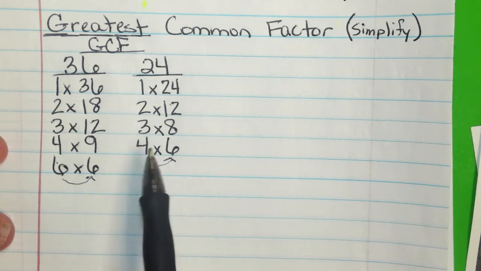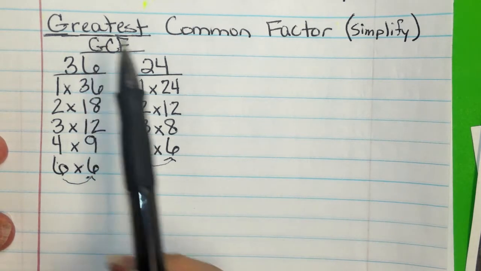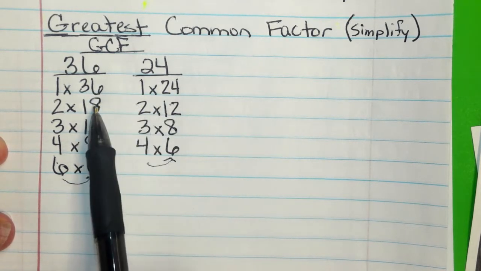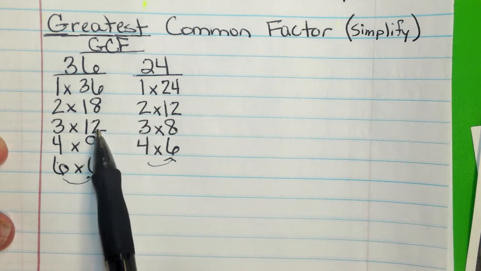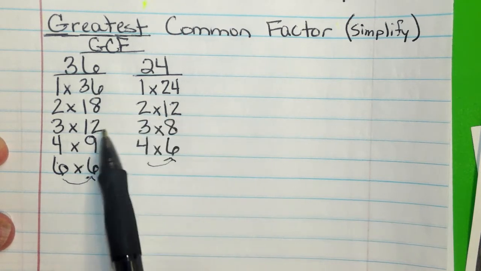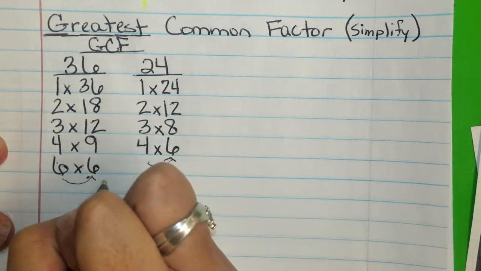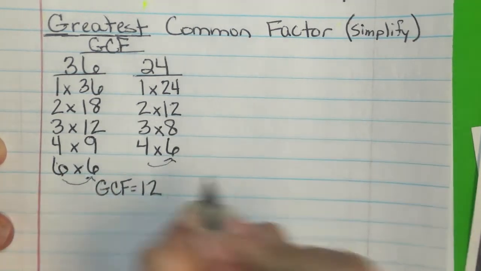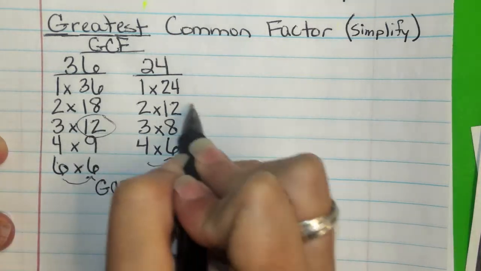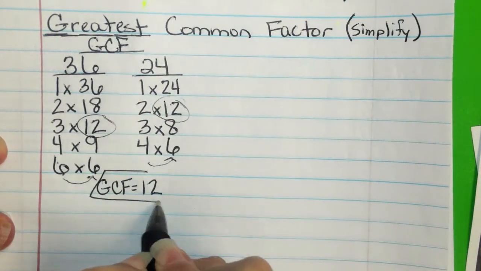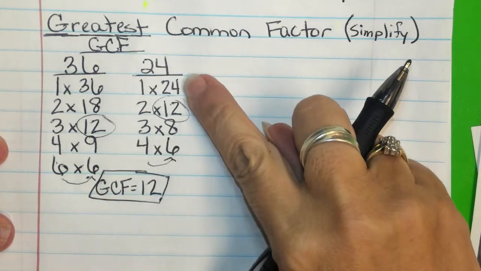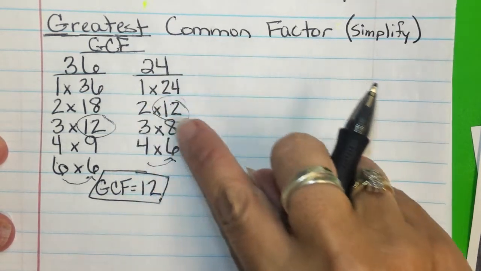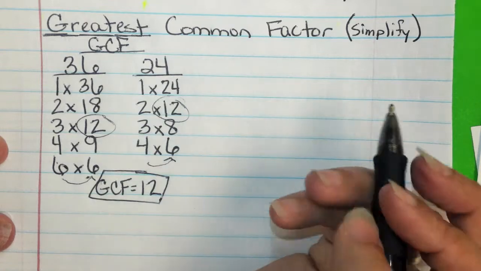Okay? Now, go back. You're looking for greatest. Start with like 24 and 36. Which one do they have in common that is the greatest? Greatest. 12. GCF is 12. You want to find the greatest one they have in common. That's why you want to start on the far side, I guess. Look at the big numbers and keep matching until you find the greatest.